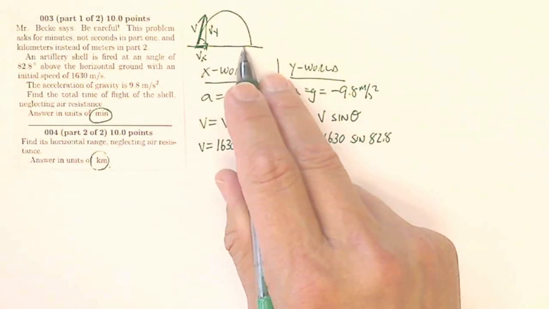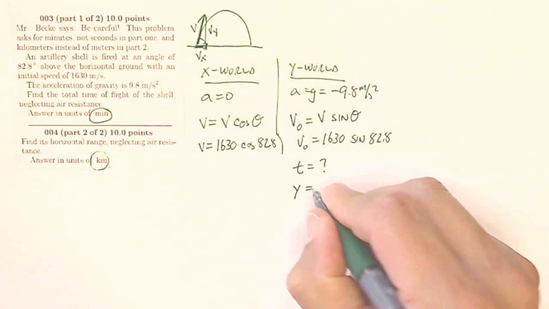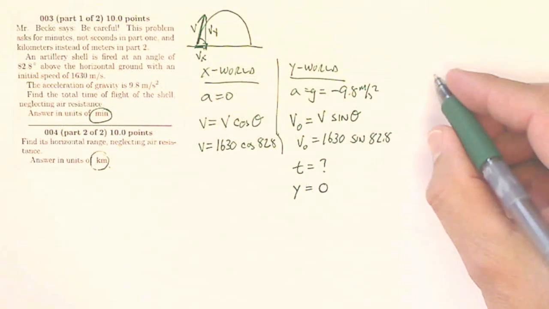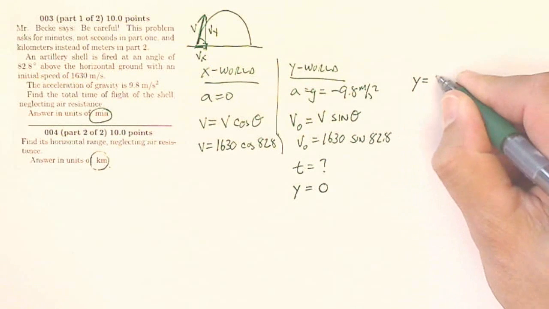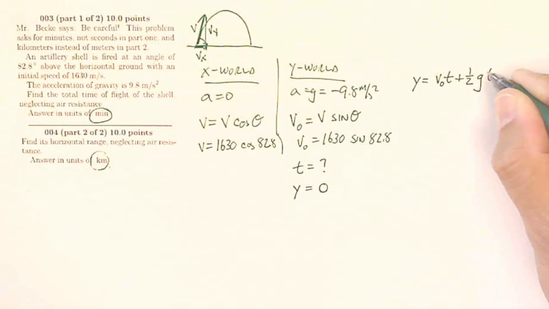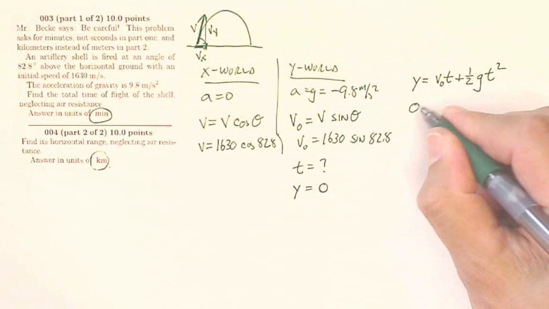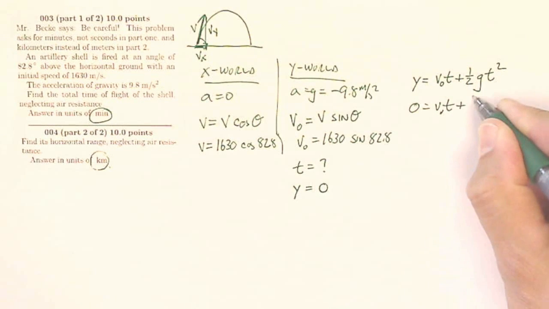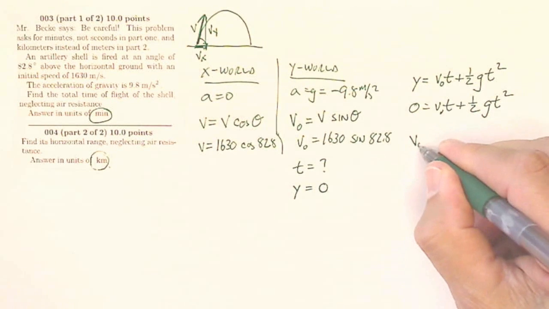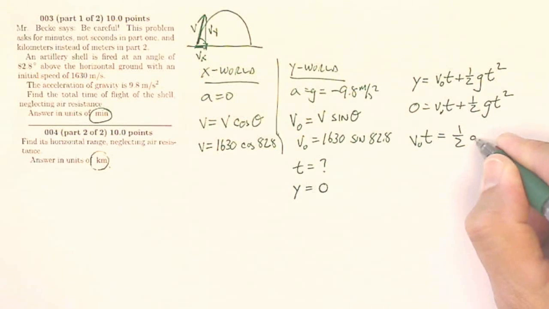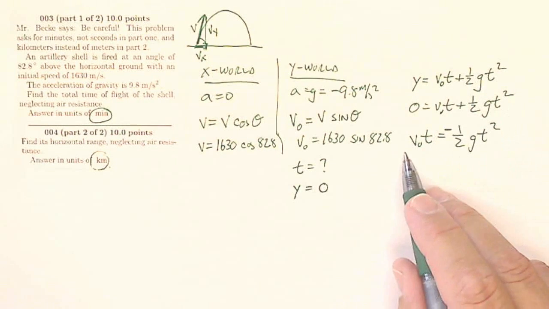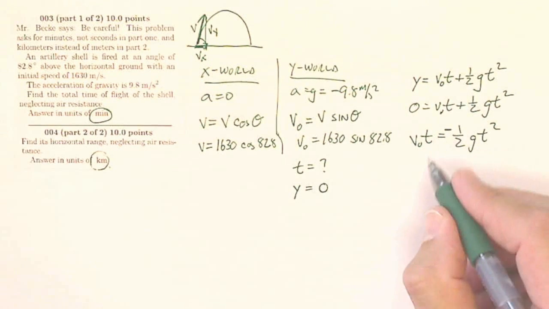But if I go up and come back down, I know that my displacement in the y world is going to be 0 meters. So now I've got enough to solve it, because my displacement is my initial velocity times time plus 1/2 my acceleration times time squared. So 0 equals v0t plus 1/2 gt squared. This can be rearranged as v0t equals negative 1/2 gt squared, because I moved this one over to that side. But now I've got a t here and a t squared there.